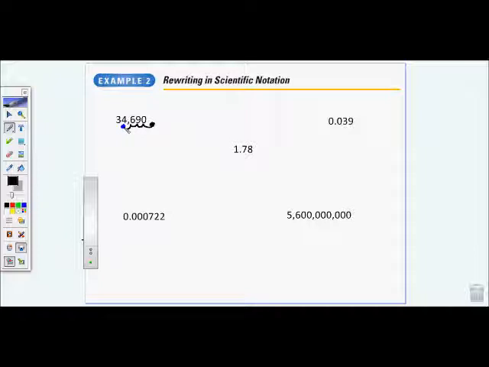Okay, so when I do that, I'm going to say to get to this value, 3.469, to get that value to the larger number, I'm going to give it a positive, and there were 4 dinks, so that's times 10 to the 4th power.